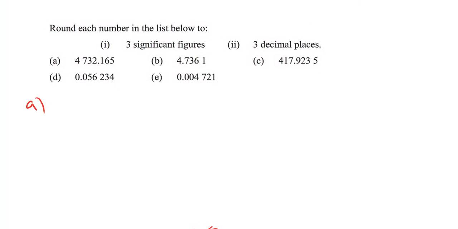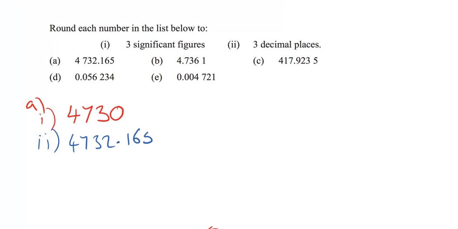So for A, if we look at this number, we're going to round to 3 significant figures. So this will be 4,730. Now, we do not need to write the extra zeros that were place value markers for the previous work. We're just going to leave it exactly like that, and we are finished. So that is part 1, significant figures. If I was going to round to 3 decimal places, I'm really going to leave the answer exactly as it is. I am allowed to have 3 numbers after the decimal place.